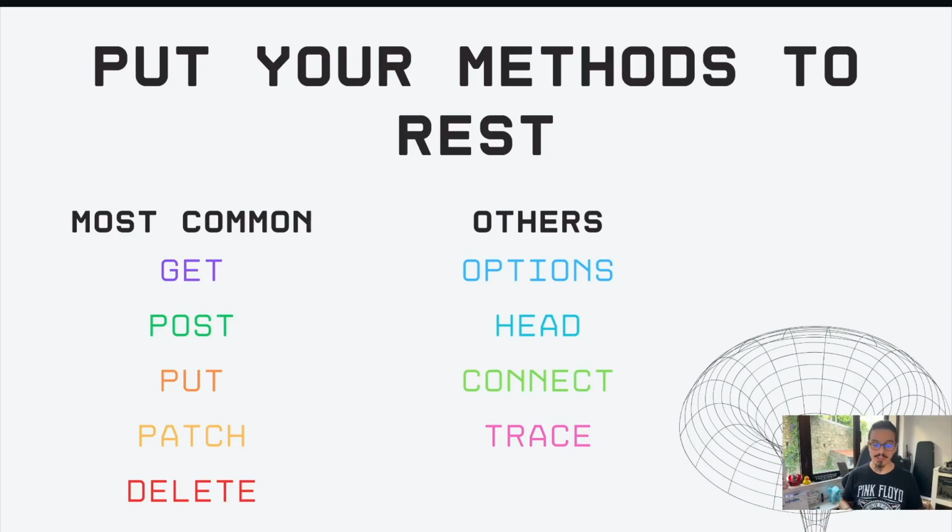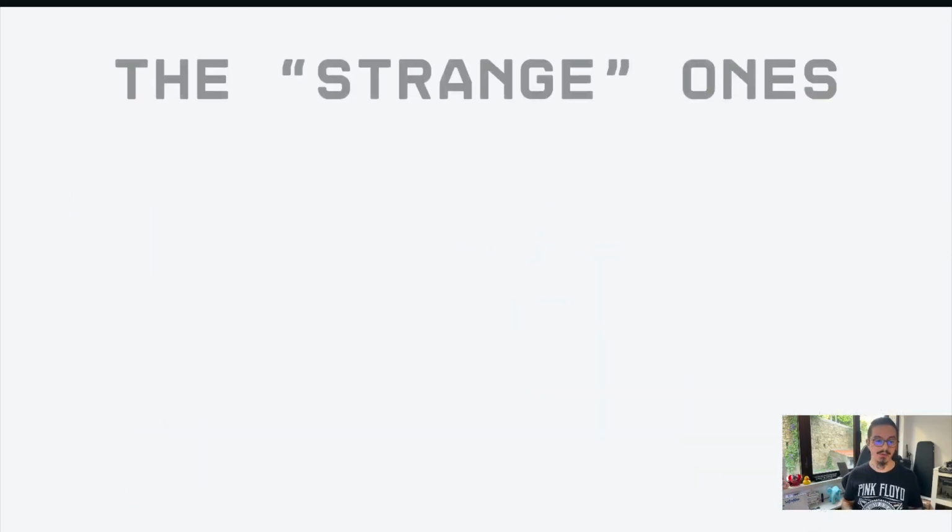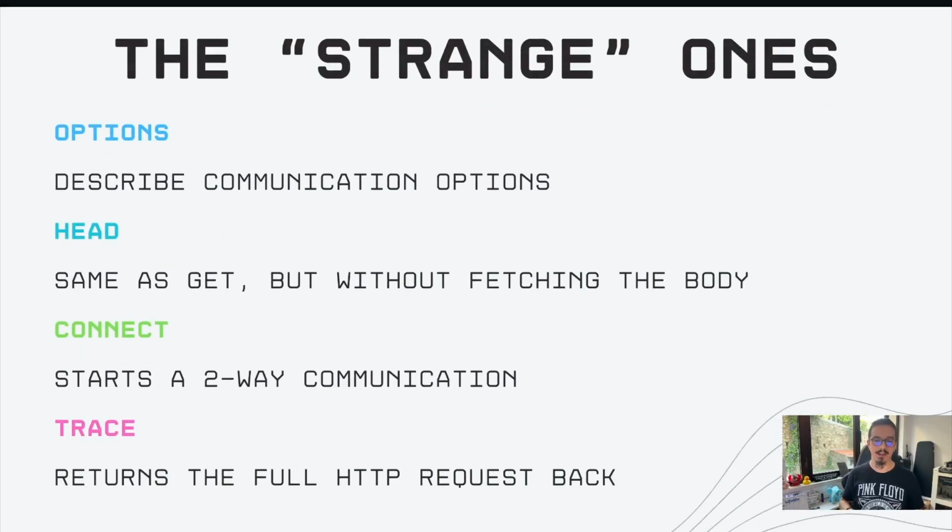So during this second part of the presentation, I'm going to talk a little about those. And the first thing I'm going to talk about are the strange ones, let's say. I put strange because they are not so common. When creating APIs, we don't create endpoints using those methods that much, and some of them have really specific use cases.